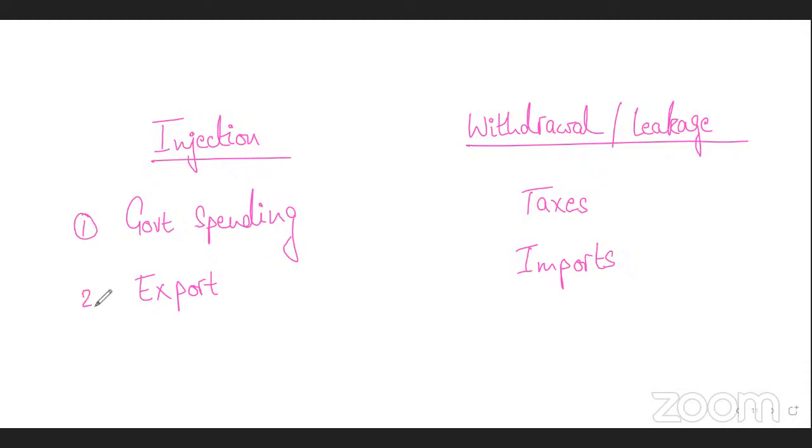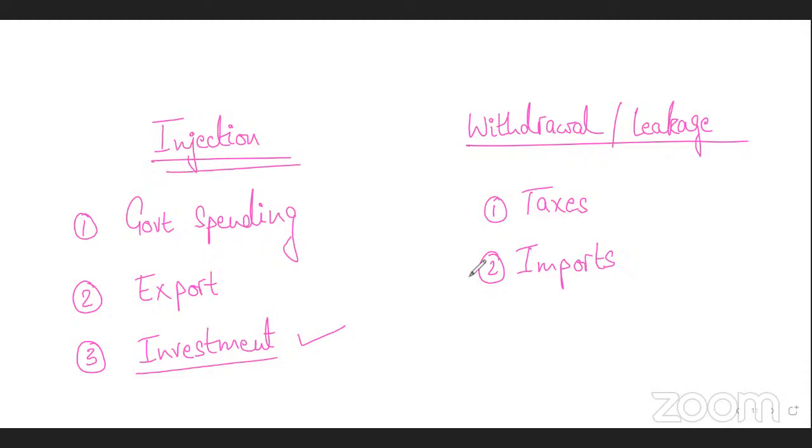So far we have listed two injections, and so far we have listed two withdrawals. Then there are two more. Think about this. What happens when an individual invests in an economy? Let's say I have some savings and I decided to start a business. Now this money is coming into the system, right? I will hire some people, rent out some premises and things like that. So I'm putting money into the system. Definitely that's an injection, right?